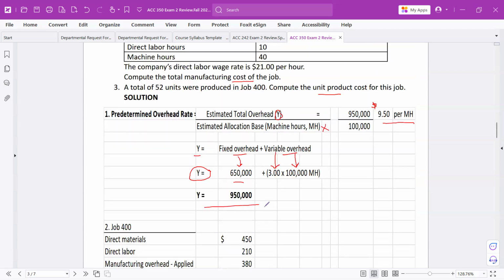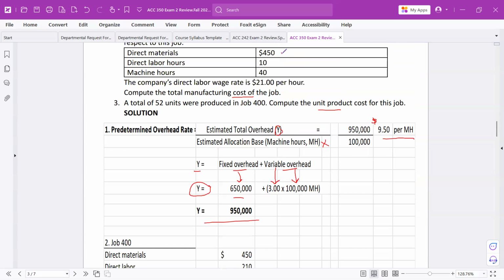The materials are traced, right? Materials are 450. The labor, well, the labor, we have hours, right? This is not the cost of labor. This is the total labor hours. And the direct labor wage rate is $21 per hour.